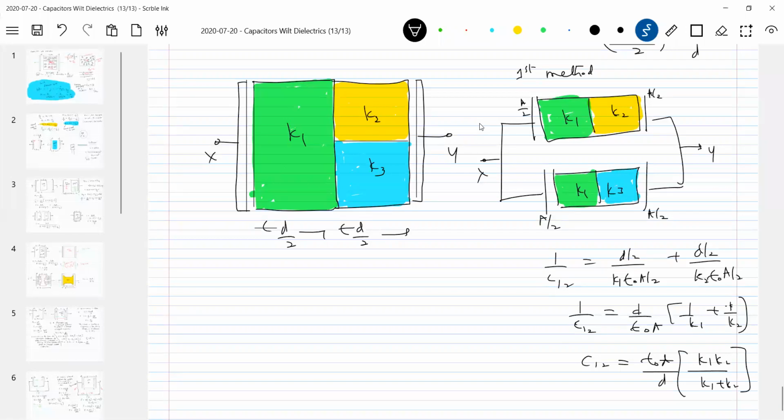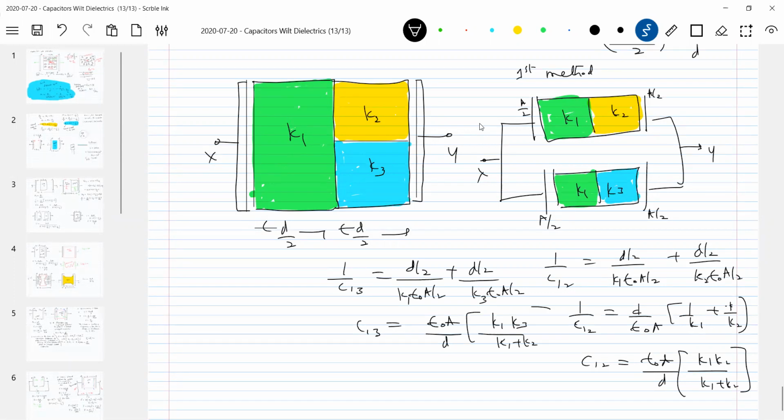Now C13 also, the similar way, d by 2, solving this will end up K1 K3 by K1 plus K3. Now these two are parallel. These two are parallel. The effective capacitance CXY should be equal to C12 plus C13. This was the answer given in the book.